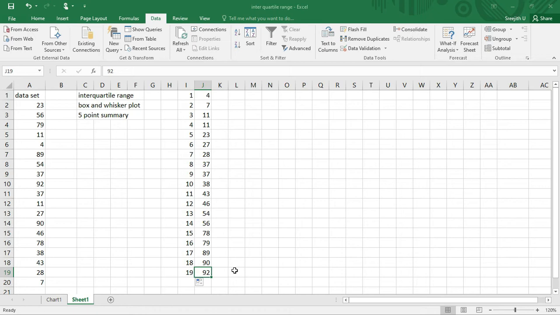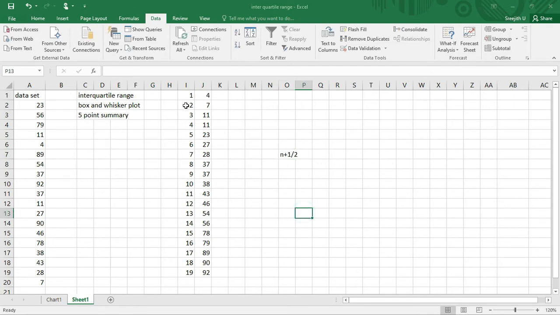Now you must be familiar with the idea of median. What does median do? Median basically divides a data set into 2 compartments. The lower half will hold 50% of the values, the upper half will hold the remaining 50% of the values. And how do we find the median? We have the formula to find the positional value: n plus 1 divided by 2.